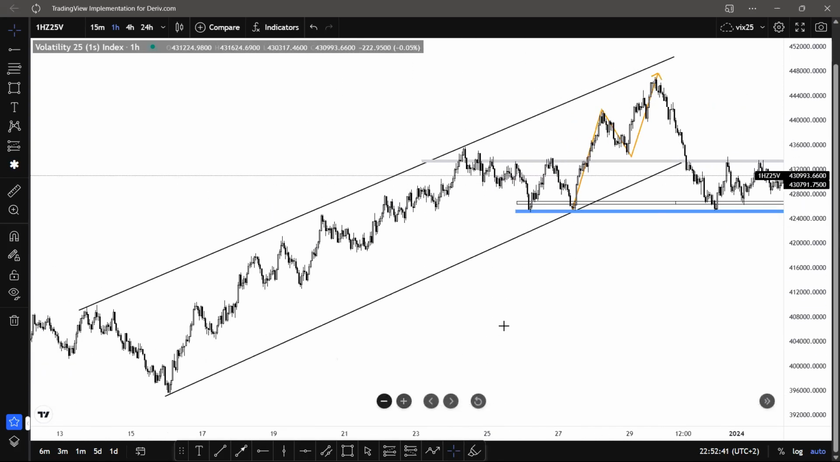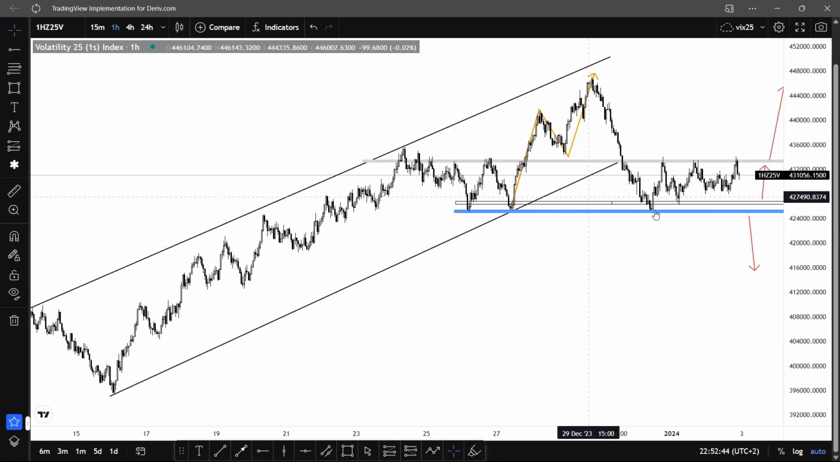Okay, just follow what the 1 hour time frame is telling you. If you want to take sells, the best thing you can do is wait for the market to break below here. You have to trade what you see, not what you think.